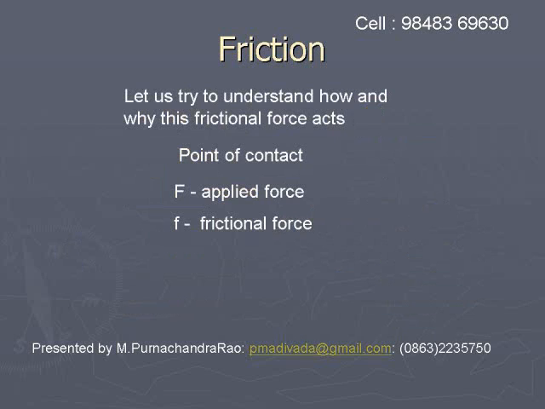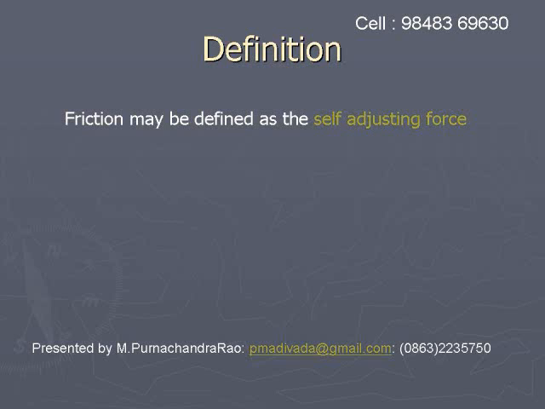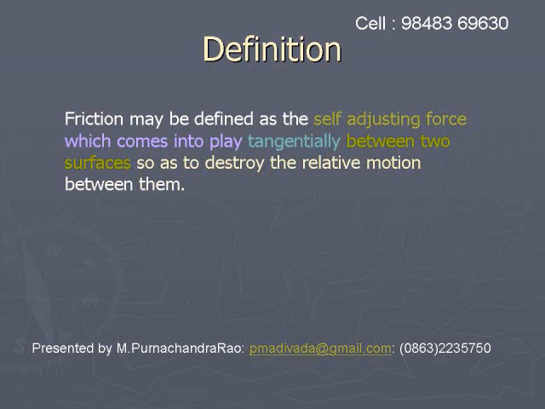Let us try to understand why this frictional force and how this frictional force acts. Definition. Friction may be defined as the self-adjusting force which comes into play tangentially between two surfaces so as to destroy the relative motion between them.